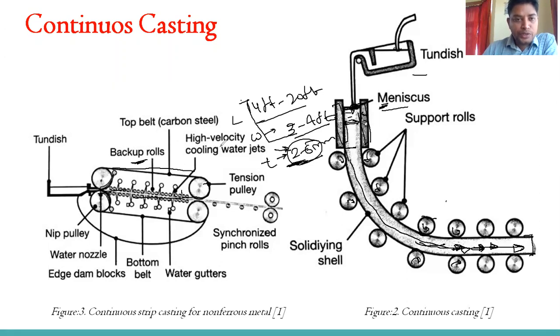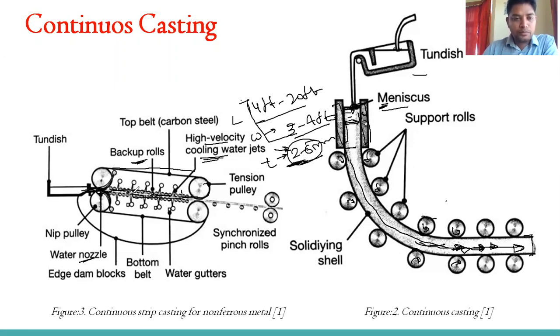And we are using these high velocity cooling water jets. You can see that a number of jets are there, so the material gets solidified very easily. Whatever molten material comes in, initially we are using this water nozzle, so it starts solidifying. When it reaches here, it will be completely solidified. Now we are using this belt portion.